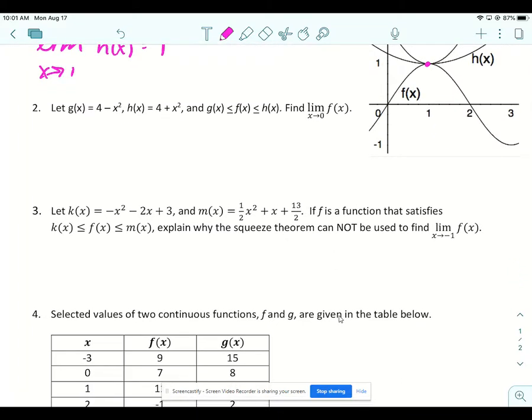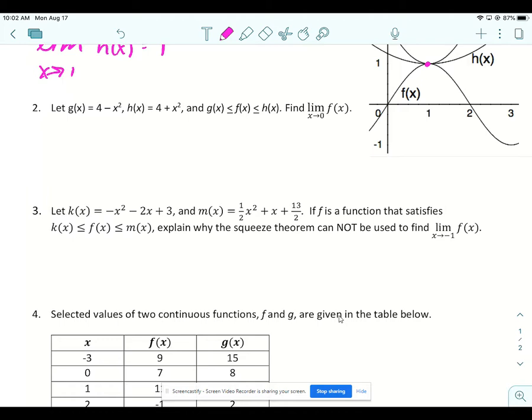So we are going to let g of x equal 4 minus x squared, h of x equal 4 plus x squared. And we know that f is falling in between g and h. We want to find the limit as x approaches 0. So all polynomial functions are continuous. So that's taken care of.